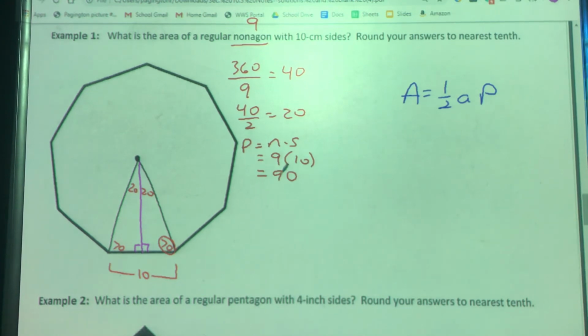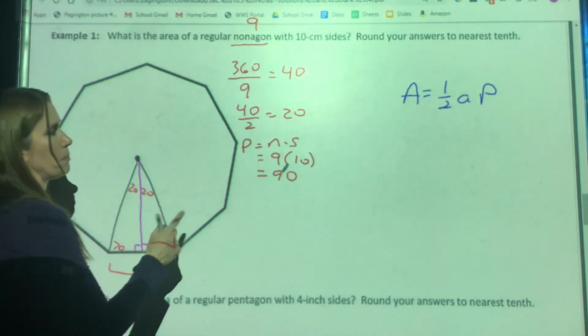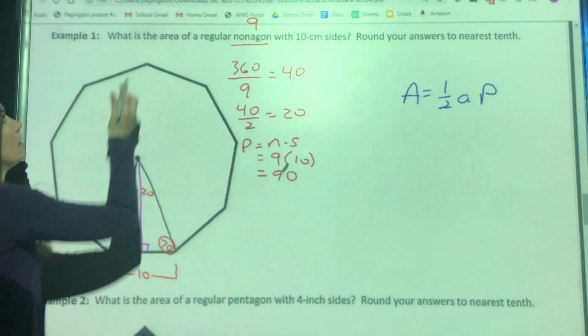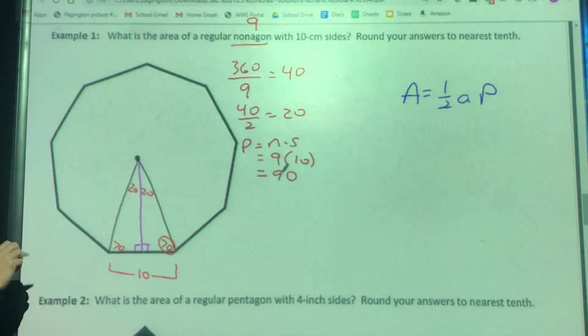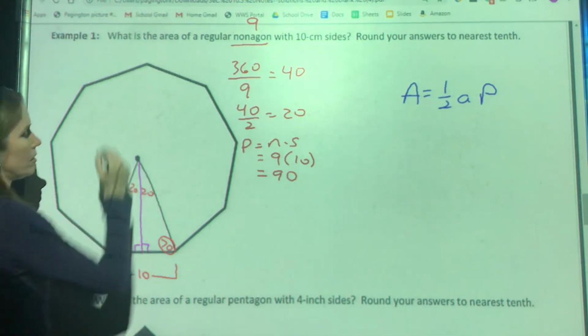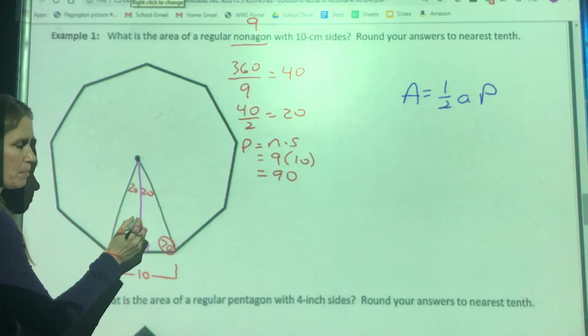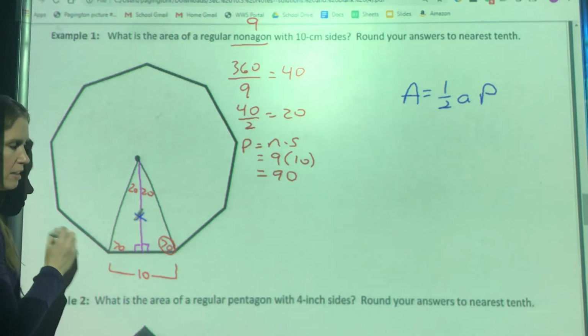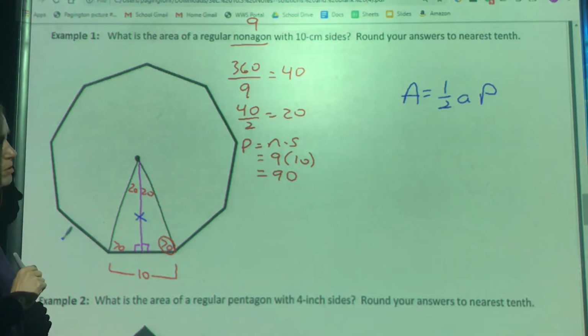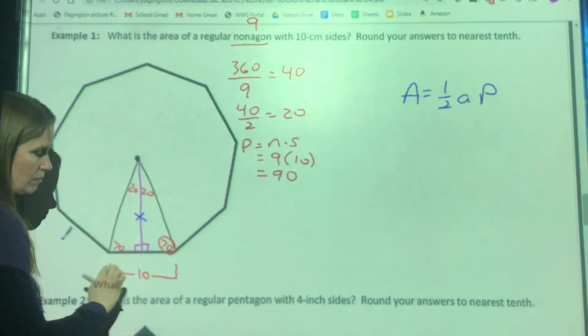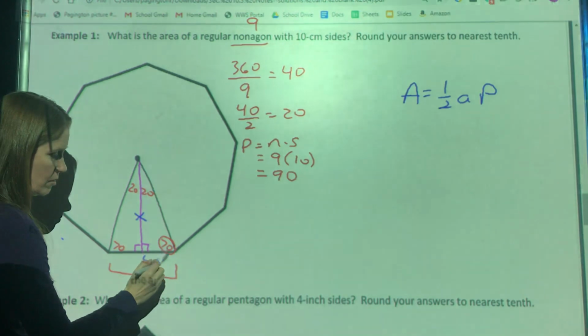Now I have to figure out what this apothem is, and sometimes people get confused since we're talking about adjacent and apothem and that kind of thing. They get kind of mixed up. So for right now, I'm going to say I need to find this apothem, but I'm just going to call it an x for right now so I don't get confused, okay? I also want to show that if this whole thing is 10, I know that that is 5.